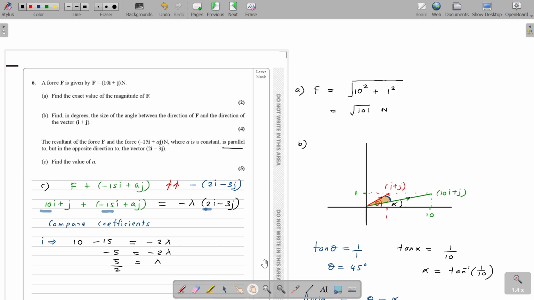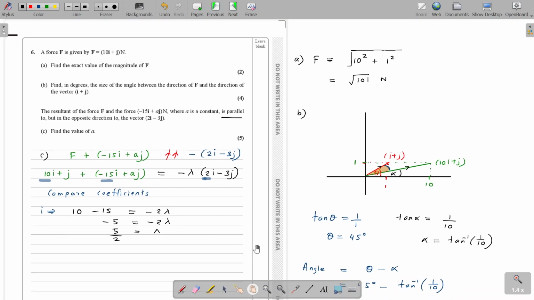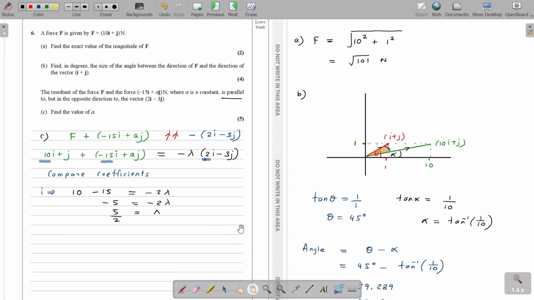So lambda is a constant that we input, so it's not lambda that we are supposed to find. We are supposed to find the value of A. Now let's compare the coefficients for J. What are the coefficients of J? Simply J here means it's 1J. Are you aware of it? So take the coefficients. I get here 1J, here AJ, and here minus lambda into minus 3J, so plus 3 lambda J. Can you see? Shall we compare? What do we get here?